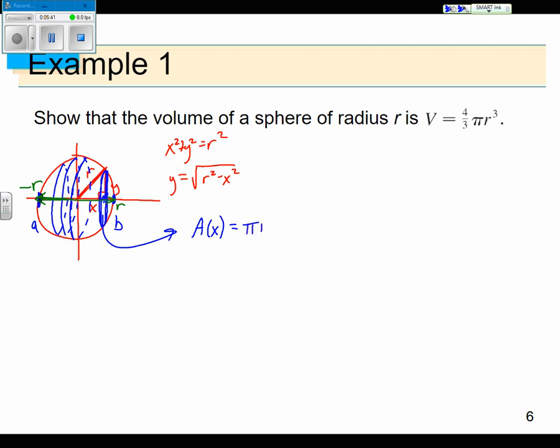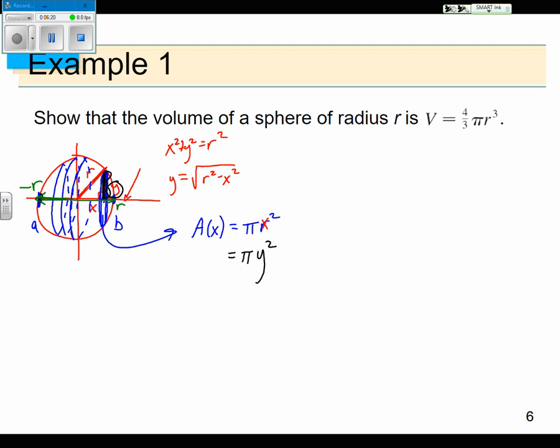Pi r squared. But this r is not the same r that we're dealing with when we talk about this r happening out here. I'm actually wanting the cross-sectional area of this disk. I am wanting what the radius of that disk is inside. Well, the radius of that disk has to be y units. So I'm going to take out that r, and I'm going to put y in its place. Because again, that is the radius of one of these disks.